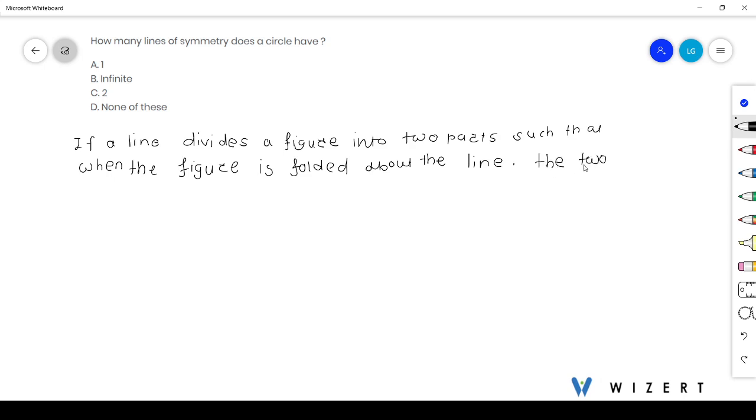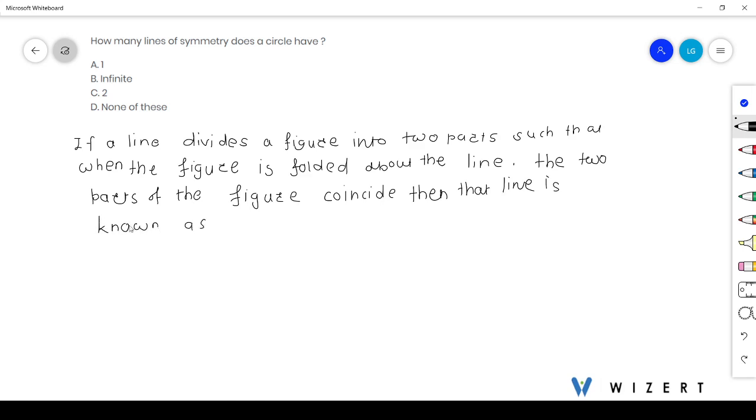The two parts of the figure coincide. Then the line is known as line of symmetry. Then that line is known as line of symmetry.